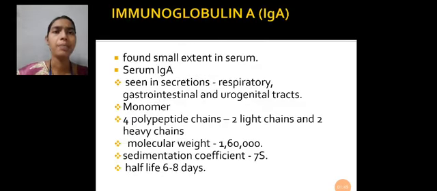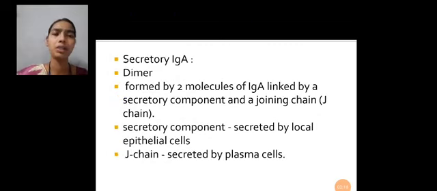Then the A type, it is found only to a very small extent in serum. There are 2 types within this A type. The first one is the serum immunoglobulin A. These are seen in secretions of respiratory, gastrointestinal and urogenital tracts. It is a monomer. It has 4 polypeptide chains, 2 light chains and 2 heavy chains. Their molecular weight is 1,60,000. Sedimentation coefficient is 7s and the half-life is 6 to 8 days.